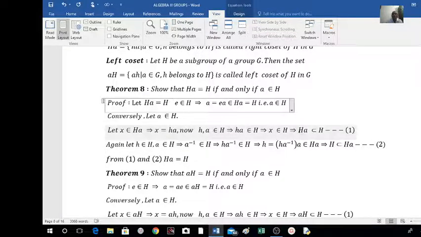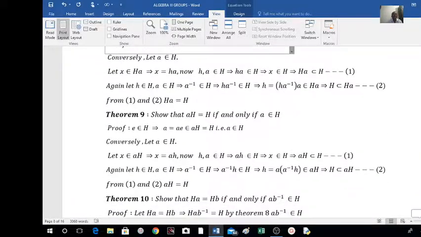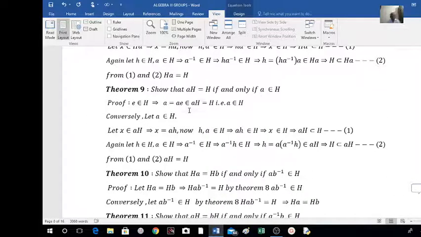From 1 and 2, we can write HA equal to H. This is the proof. And in a similar way, we can show that AH equal to H if and only if A belongs to H. That is, if the left coset is equal to the subgroup, then A belongs to H. The proof is similar.